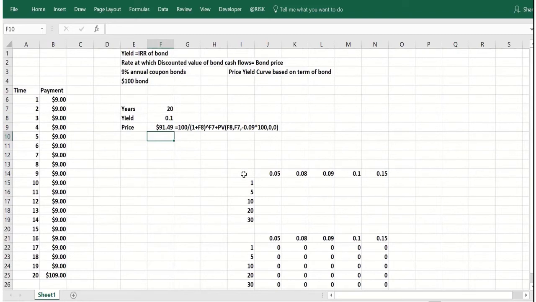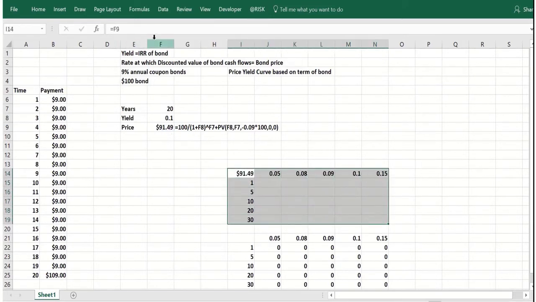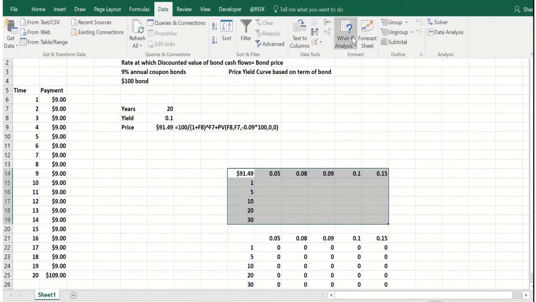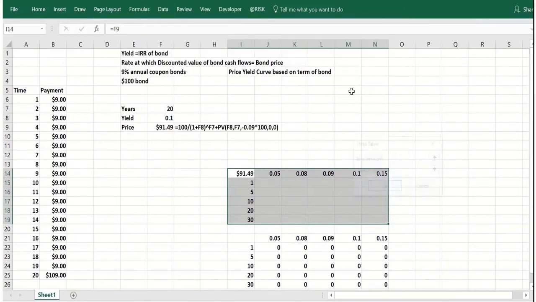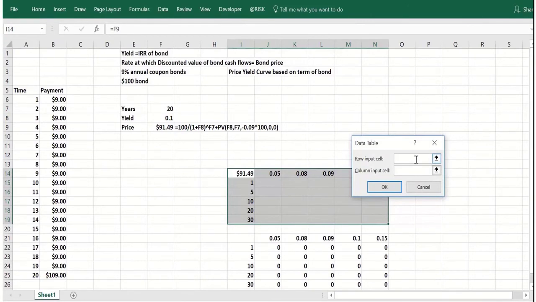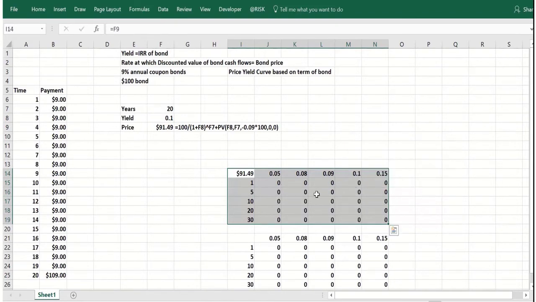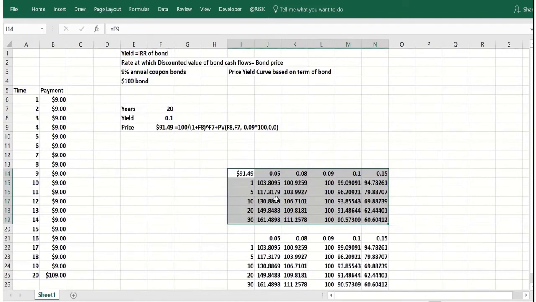So now how do we loop through? Well, we copy this formula right here. Now we can do a data table. Data, What-If Analysis, Data Table, row input cell. The numbers in the first row are going to be the yields. The numbers in the first column are the length of the loan. And Excel took a while to do that.